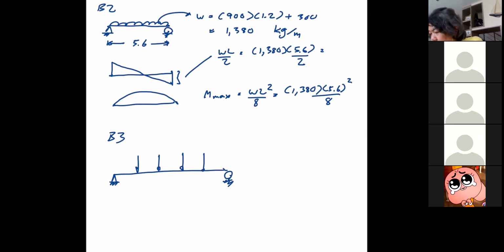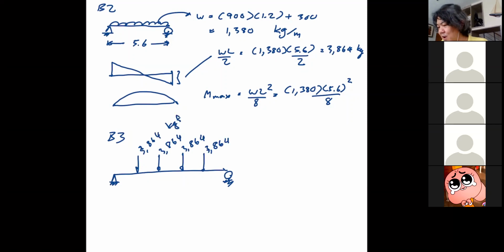So this is equal to the reaction here. Okay, so if any of you could do that for me, or I can do it now. Sorry, do we need to consider the beam self weight of this one? Of course, of course. I'm not finished yet. So this is equal to 3864 kilogram force. Ooh, my handwriting is gone. 3864 kilogram force. Okay. And of course, you cannot ditch the self weight of the beam. So this is like this. That's a 300. Okay. So that becomes a free body diagram of your B3.